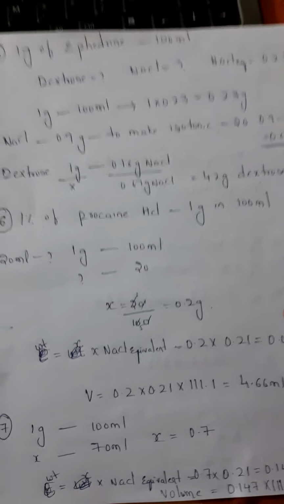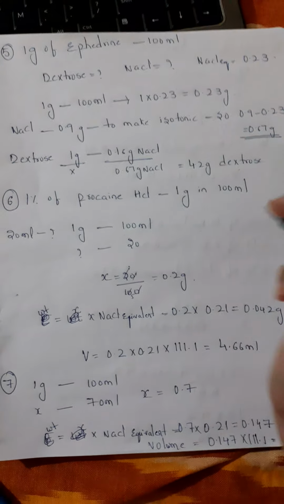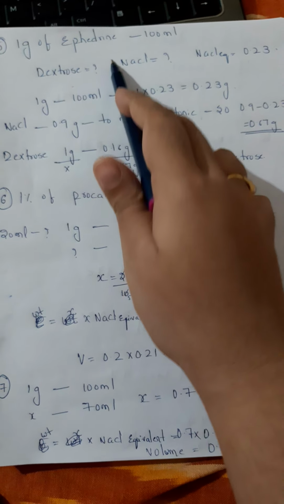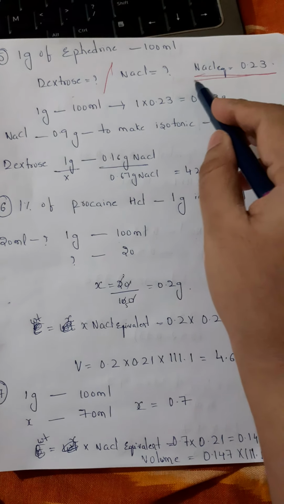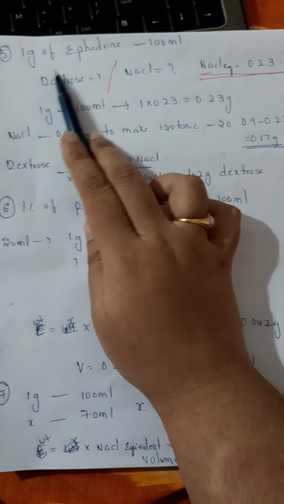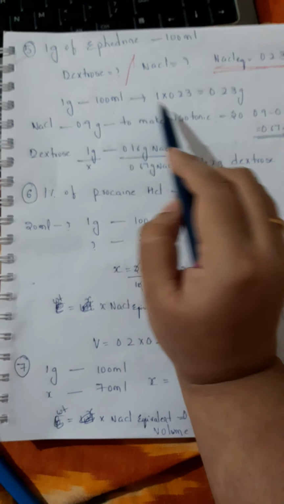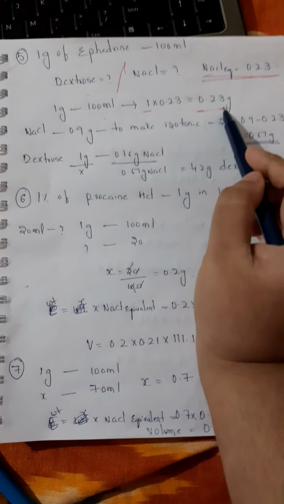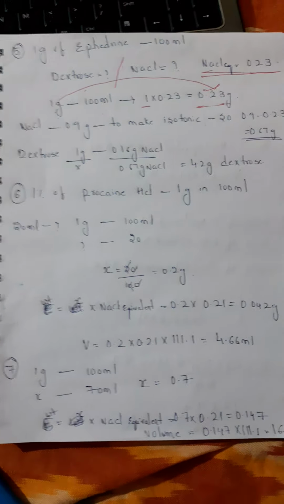Next, fifth problem. 1% ephedrine hydrochloride is given. How much sodium chloride should be added? How much dextrose should be added separately? The sodium chloride equivalent of ephedrine hydrochloride is 0.23. 1% ephedrine hydrochloride consists of 1 gram in 100 ml. So 1 gram into 0.23 is equal to 0.23 grams. So 1 gram of ephedrine hydrochloride is equal to 0.23 grams of sodium chloride.